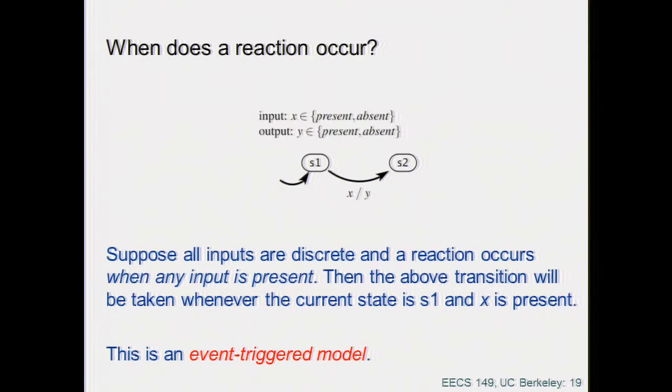Now, where does a reaction occur? So suppose that all inputs are discrete and reaction occurs when any input is present. Then the transition that you see there will be taken whenever the current state is S1 and X is present. So this is what we call an event-triggered model, which means that I'm changing state when something happens, and as soon as it happens, I change state. That's the reason why it's called event-triggered. So my transition takes place when that event is occurring, right? Now, this is the best, right? In terms of application, it is a nice thing, right?